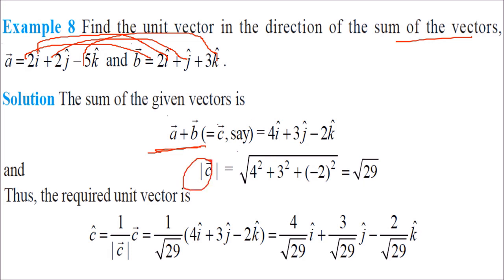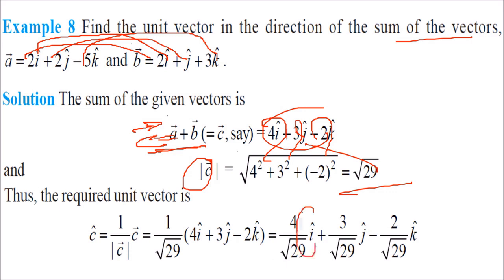What will be C? If this is the C vector, what will be its magnitude? 4 square plus 3 square plus 2 square, that will be root 29. Just take this vector and divide by root 29. This will be your unit vector in the direction of the sum of the vectors.